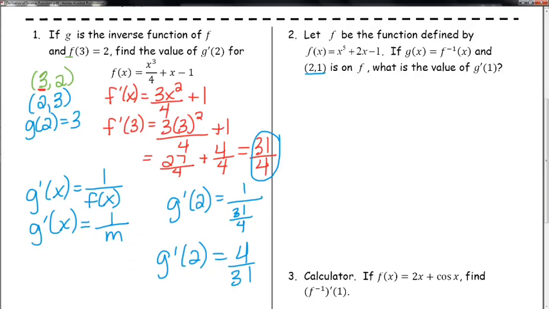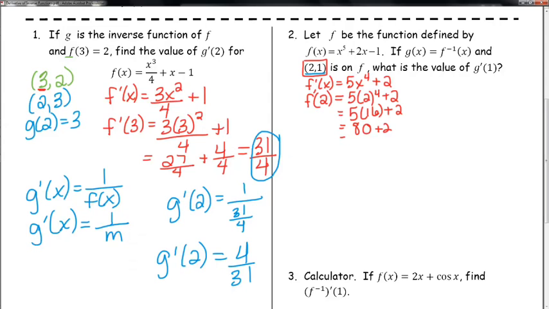So let's go ahead and take our derivative. f prime of x is equal to 5x to the 4th plus 2. And I'm going to plug in the x coordinate. This is f. Here's my point for f, my x-coordinate in this case is 2. So 5 times 2 to the 4th plus 2. This is 5 times 16 plus 2, which is 80, plus 2, 82.